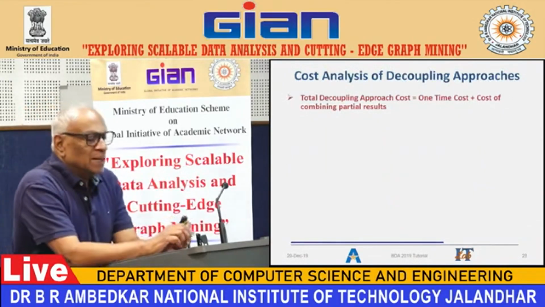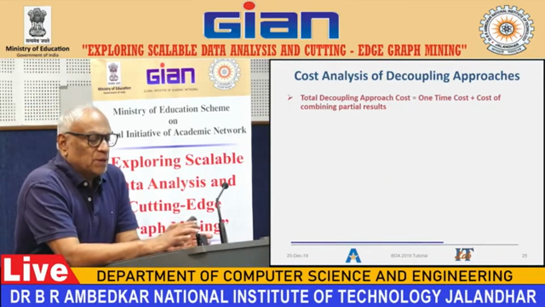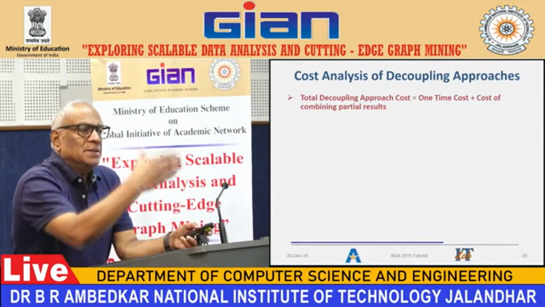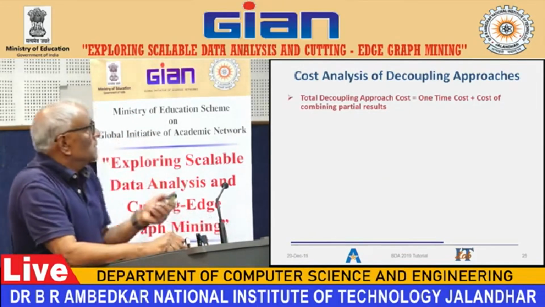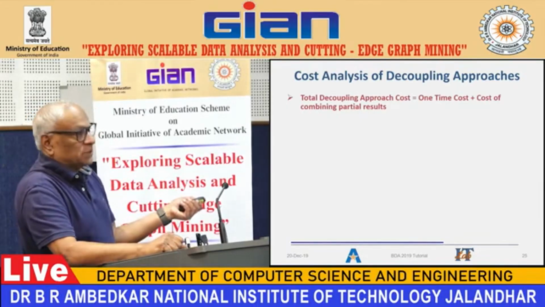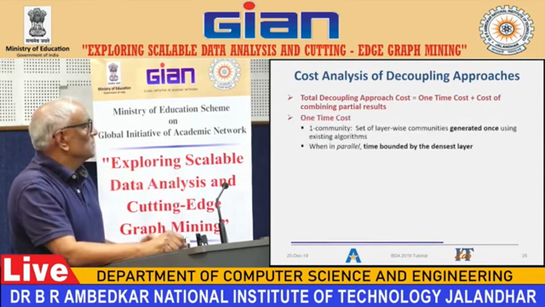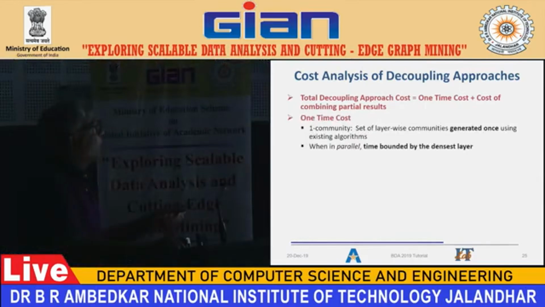So how do we analyze the cost? Cost of doing decoupling approach versus cost of doing the ground truth approach. Total decoupling approach cost is one-time cost of layer analysis plus the cost of combining partial results. One-time cost is one set of layer-wise communities generated once using an existing algorithm, and if you do it in parallel, time is bound by the largest graph or the densest graph, which has the highest number of edges. That determines the total time.